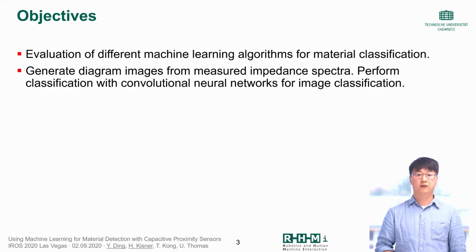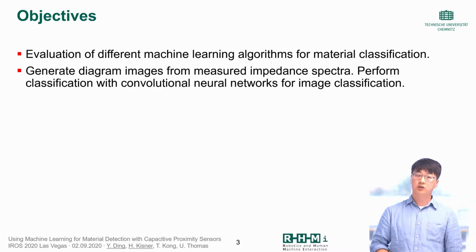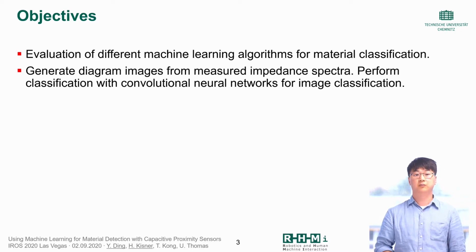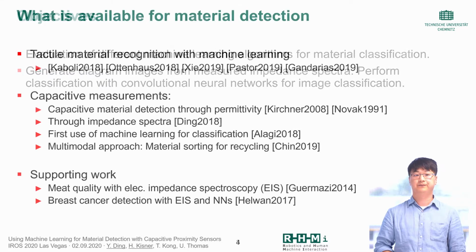In our work, we have two main objectives and contributions. First, we want to evaluate the performance of different machine learning algorithms for the material detection task. And second, we also propose a new method for converting impedance graphs to images, and then using neural networks for image recognition for classification. The idea behind this is that we found out that as humans we could differentiate some of the materials by looking at the graphs.